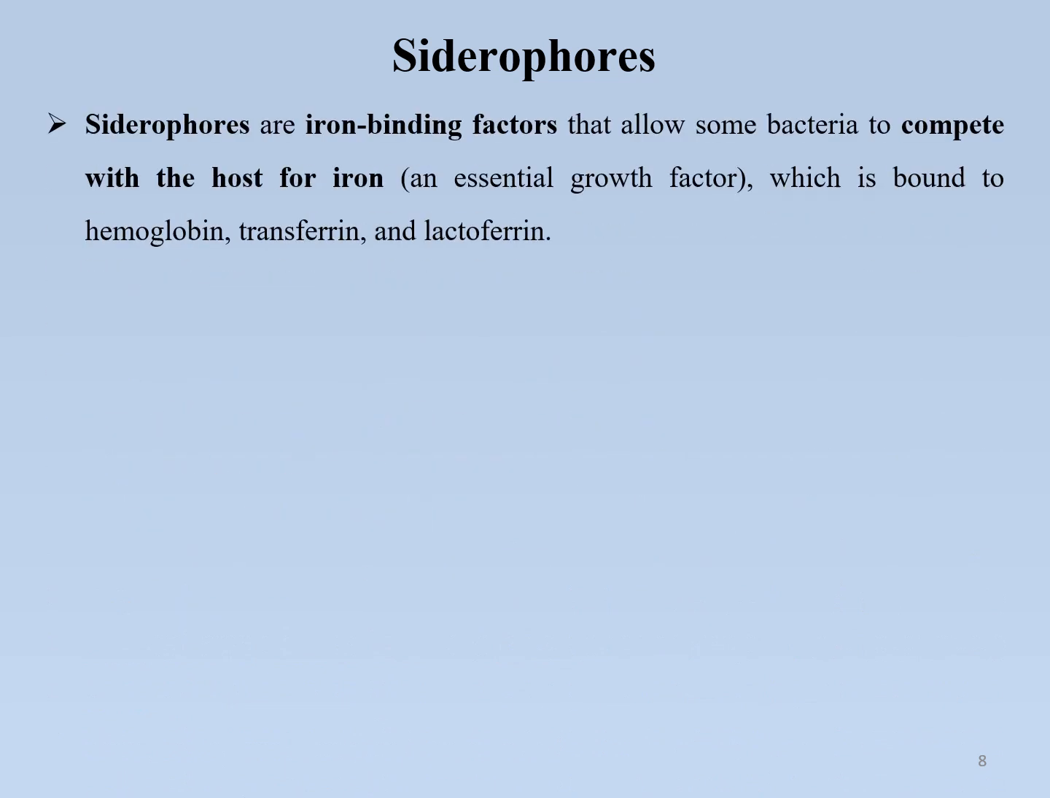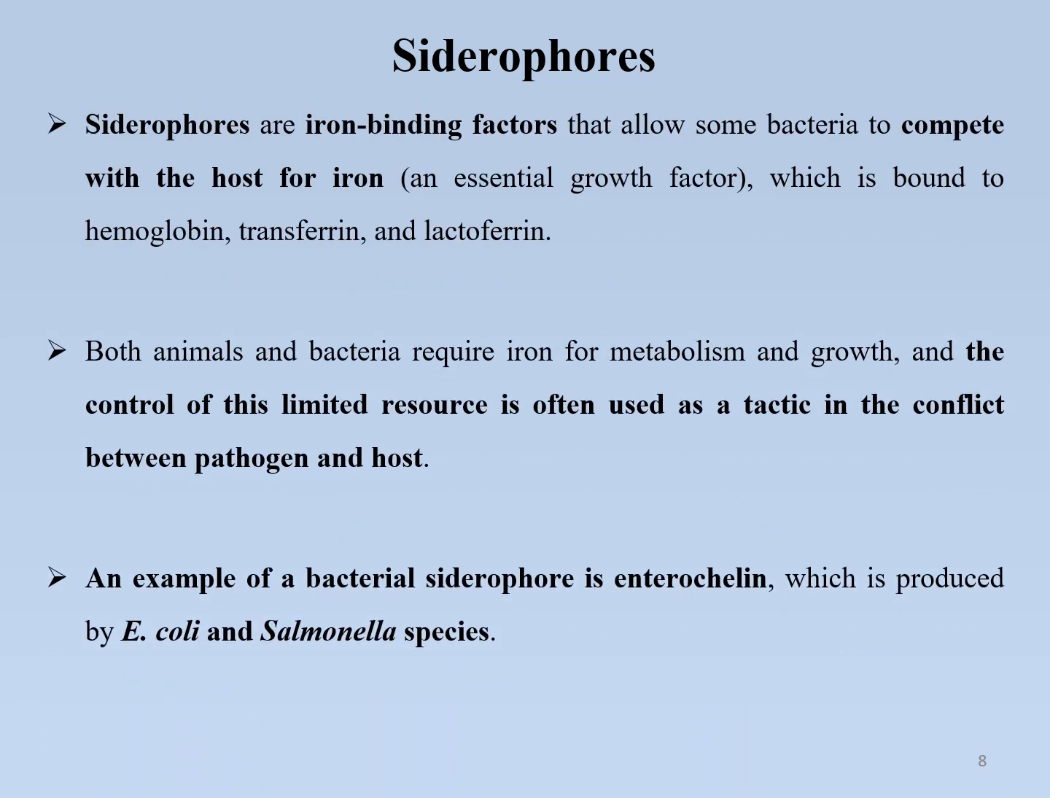The next one is the siderophores. Siderophores are very interesting because they center around iron. Iron is an essential growth factor for host cells. Some of these bacterial pathogens, for example E. coli, Salmonella, and Neisseria, have specific receptors that attach to the host cell. When they attach, this receptor gives a signal to compete for the limiting nutrient, which is iron, because iron is required by the host to assemble hemoglobin, transferrin, and lactoferrin.